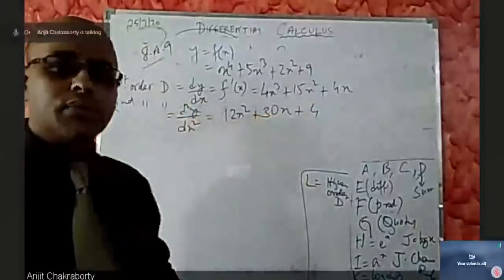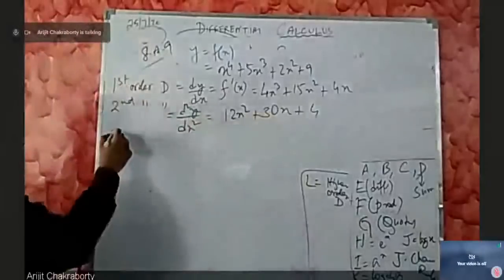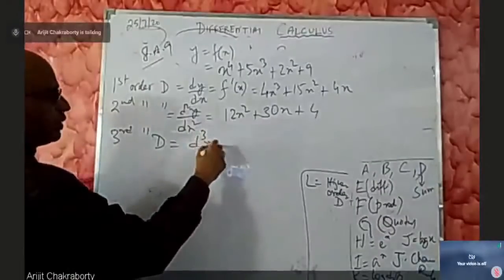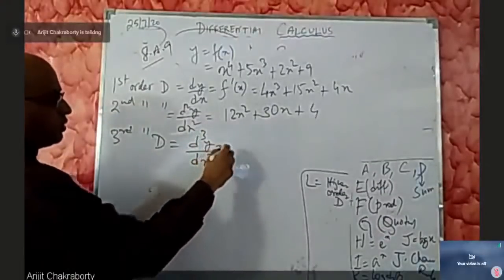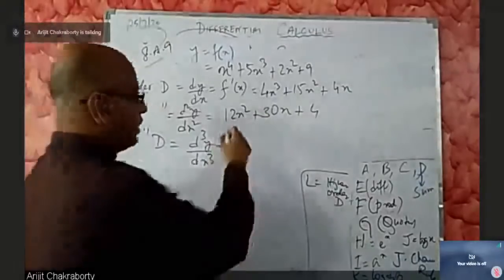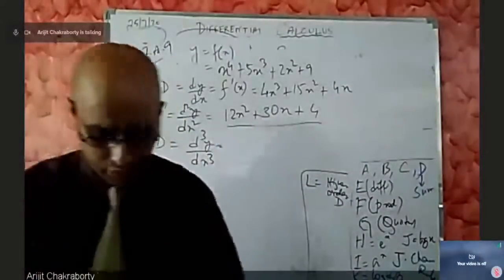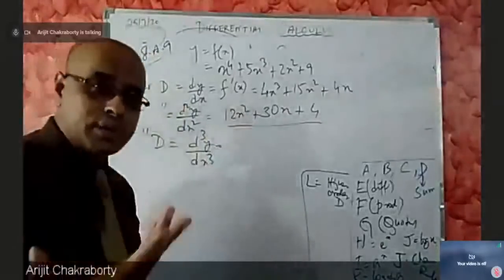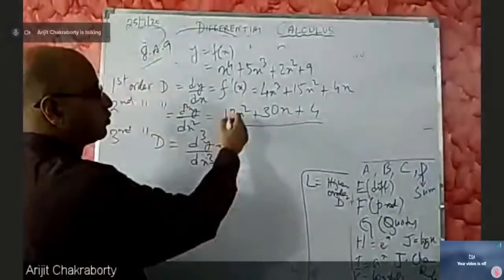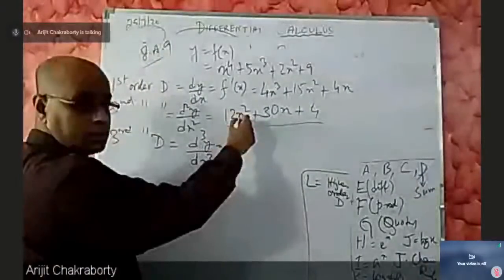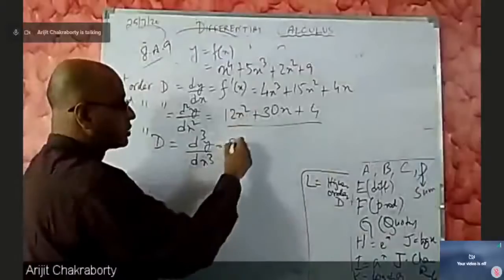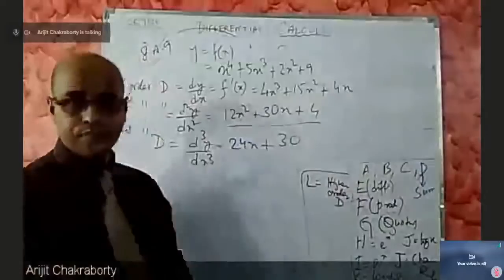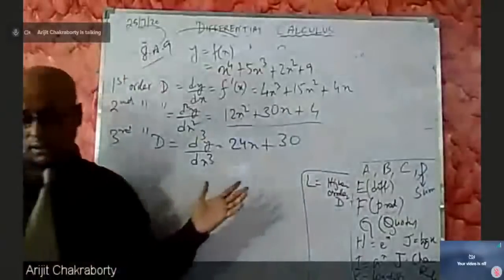Now we have to find out the last one, the third order derivative. So I am writing the third order derivative, that is d cube y by dx cube. We differentiate this once again. So we are getting 12x square. The differential coefficient is 12 into 2 multiplied by x to the power 1. So it is 24x plus 30. 4 will become 0. So we get 24x plus 30.